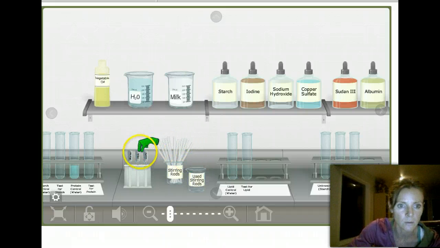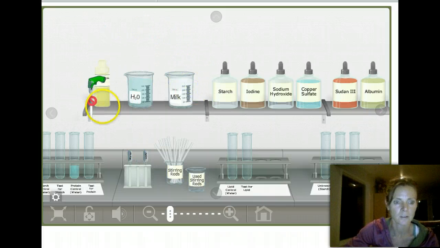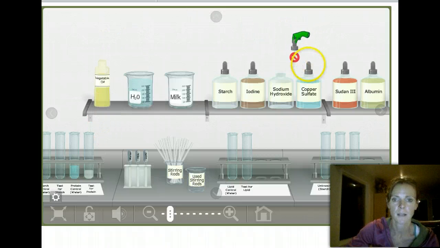Now let's do milk, because don't we know that milk has protein in it, right? So let's do some milk. So test for protein. We know milk has protein in it. So let's add the sodium hydroxide to the milk. Now let's add the copper sulfate and let's see what happens.